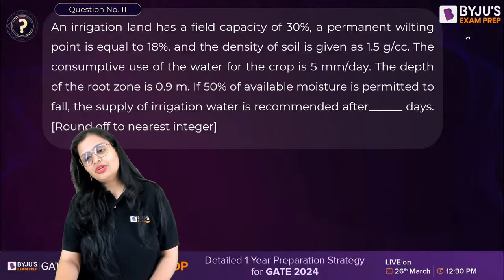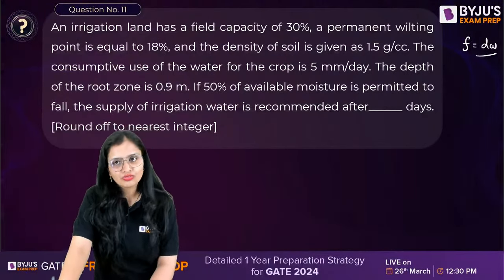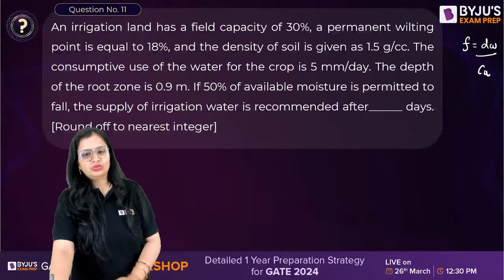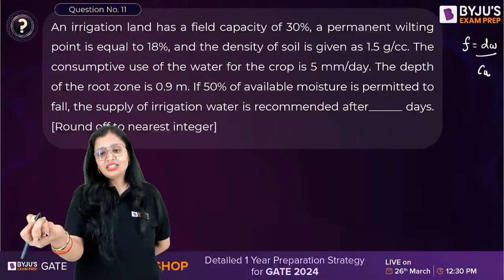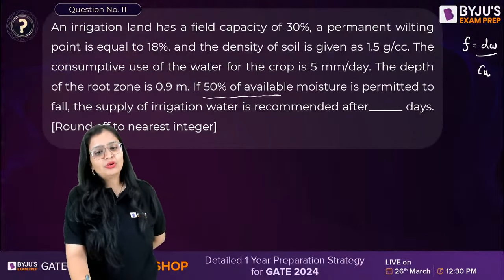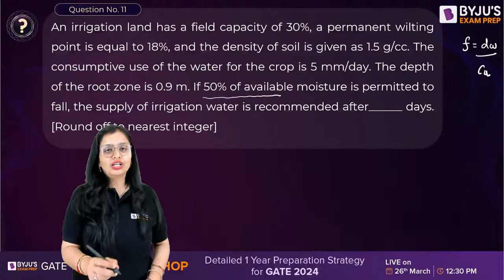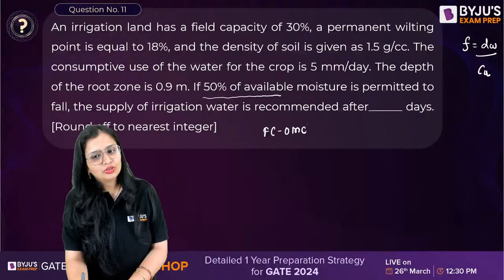Whenever you have to calculate frequency of irrigation, you need to know the depth of water stored in the root zone of the crop divided by consumptive use. So here you have to calculate the depth of water stored. But the one thing in this question is, if 50% of available moisture is permitted to fall, that means field capacity minus optimum moisture content.